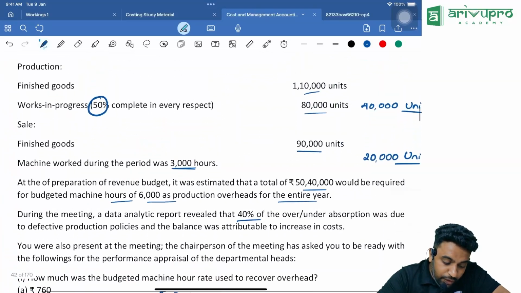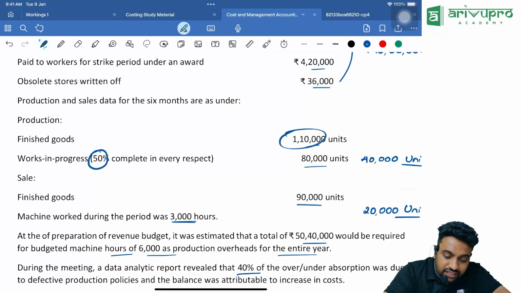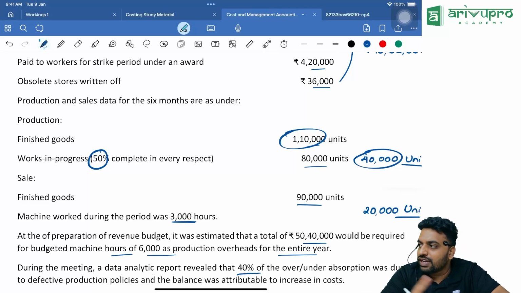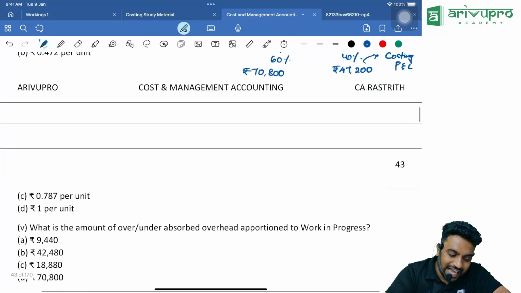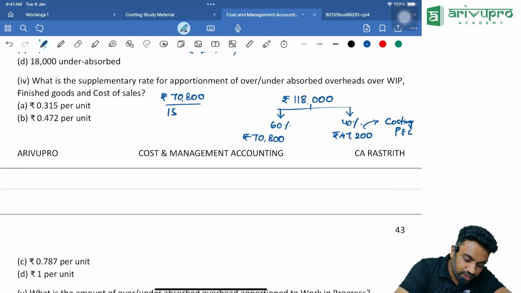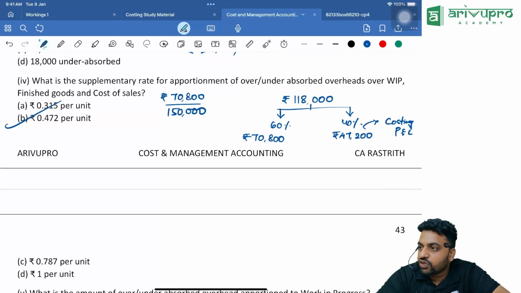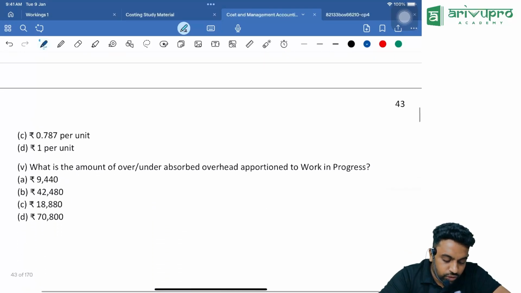How many units have you produced during the period, guys? 110,000 plus 40,000 of WIP. 80,000, but equivalent units we should consider, 1 lakh 50 thousand. 0.472. Option B. Correct.